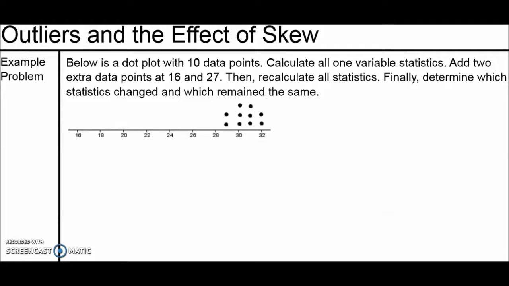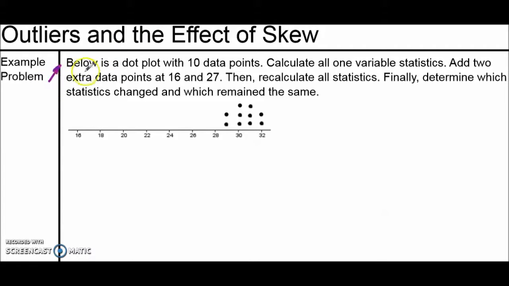In this video, we'll be talking about outliers and the effect of skew. What is an outlier, and what happens after we add an outlier to a data set to all the different statistics such as mean, median, standard deviation, all of those? Before we begin, we'll need to do an example problem to get an idea of what we're talking about here.